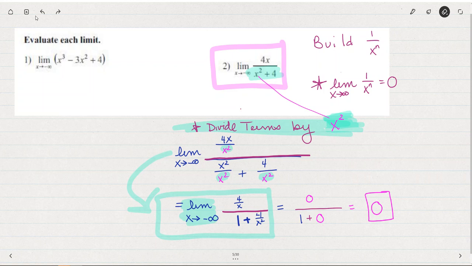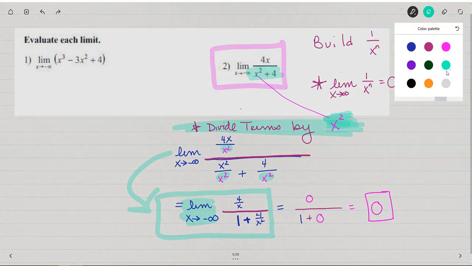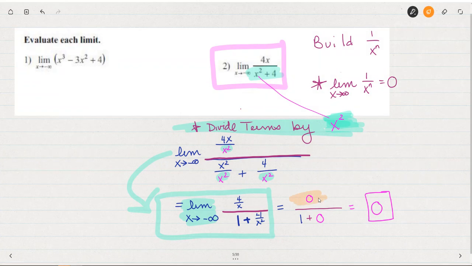Okay, so what do we get for the limit as x approaches negative infinity of 4 over x? That's equal to 0. And what's the limit of 1 as x approaches negative infinity? It's 1. And the limit of 4 over x squared as x approaches negative infinity is 0. So we have a 0 over 1, which gives us a final answer of 0.